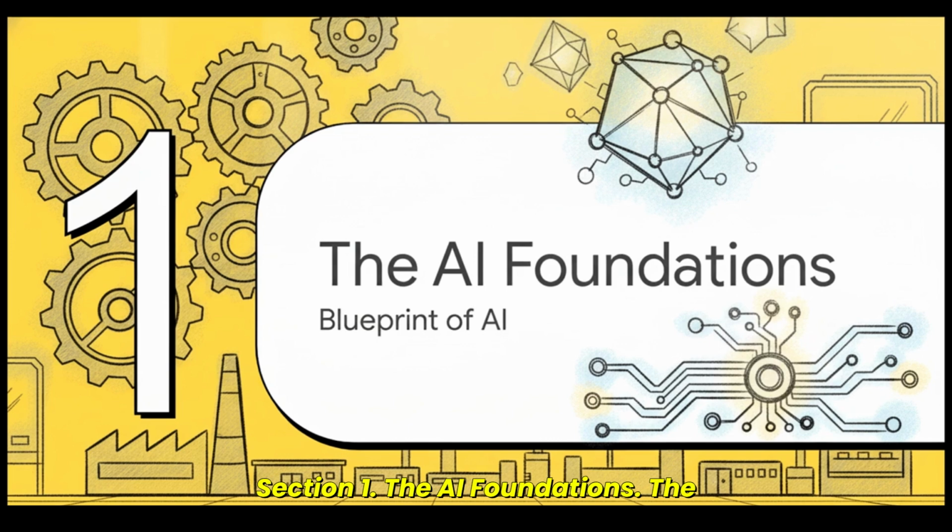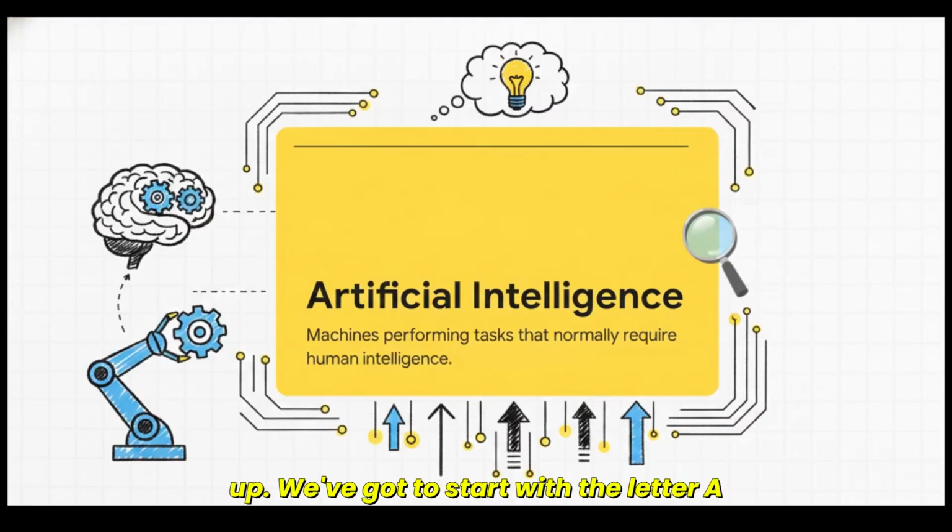Section 1. The AI Foundations, the Blueprint of Artificial Intelligence. Welcome to the ground floor, where the foundational blueprints of AI are drawn up. We've got to start with the letter A, artificial intelligence. Simply put, this is when machines perform tasks that normally require human intelligence. This right here is our anchor term. Literally everything else we're about to explore today is just a method, a tool, or a stepping stone to achieve this one overarching goal of replicating human-like intelligence inside a machine.